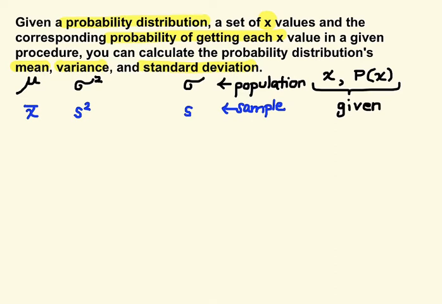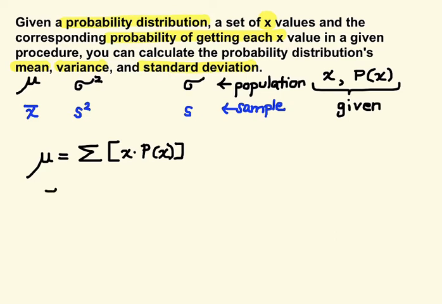So let me show you the formulas that we need to find the mean, the variance, and the standard deviation. So here's the mean. To get the mean, what we do is we add up the following products. We take the sum of each random variable times its probability. It's as simple as that. And that gives us the mean.